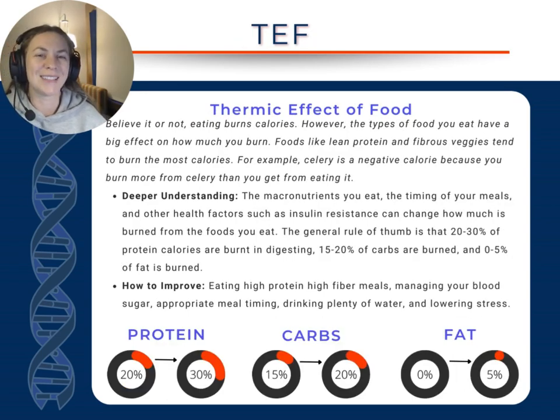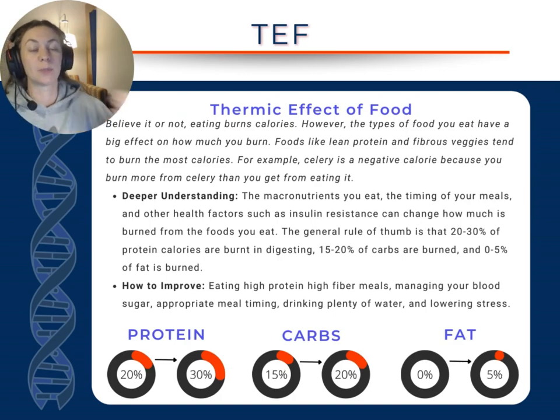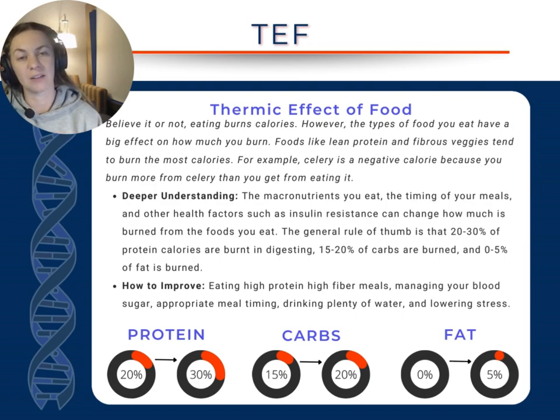This one's kind of fun and sciencey. The thermic effect of food is basically how many calories your body's burning from the process of digestion. Earlier I mentioned celery being a negative calorie because you burn more calories from the celery than you get from actually eating it. That's true. Other foods that have a really high thermic effect are lean proteins and fibrous vegetables. So those are going to be great for you to add into your diet.